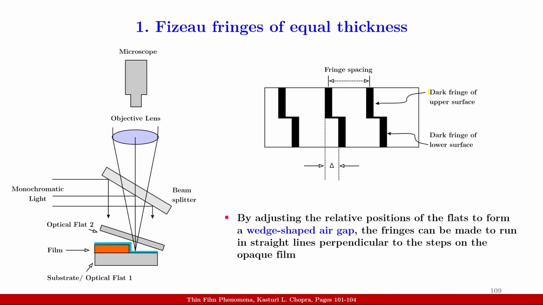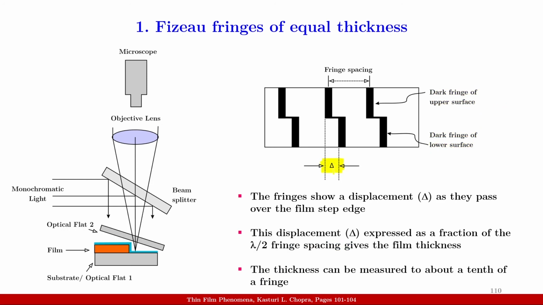So in this figure, these dark fringes correspond to the upper surface which consists of the film and the substrate. And this part of the fringe corresponds to the lower surface which consists only of the substrate. The fringes show a displacement delta as they pass over the film step edge, and this displacement delta expressed as a fraction of the lambda by 2 fringe spacing gives the film thickness. The thickness can be measured to about a tenth of a fringe.